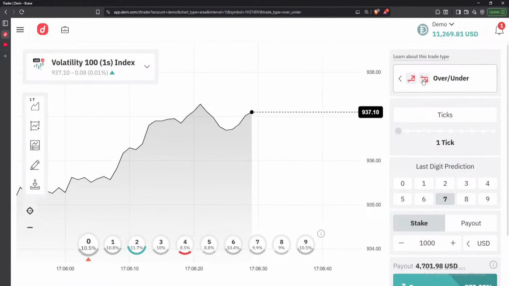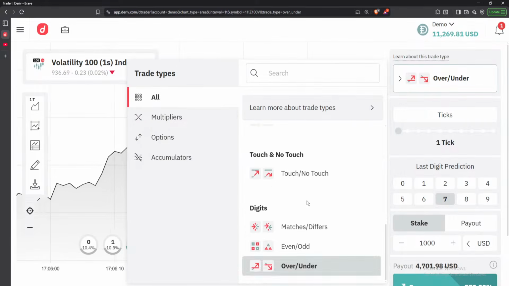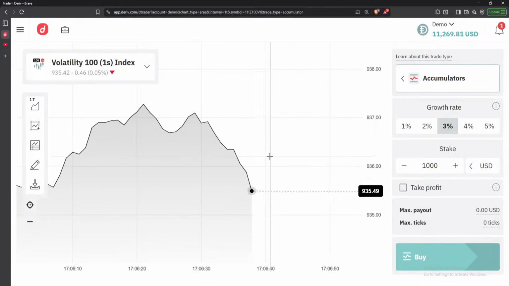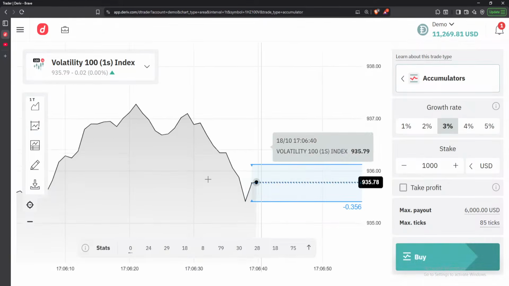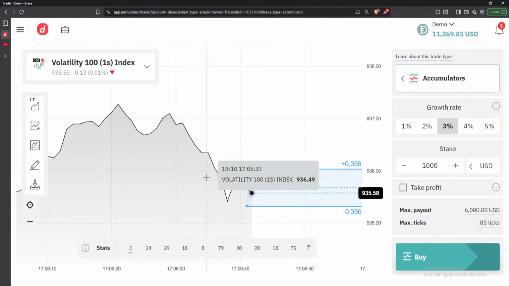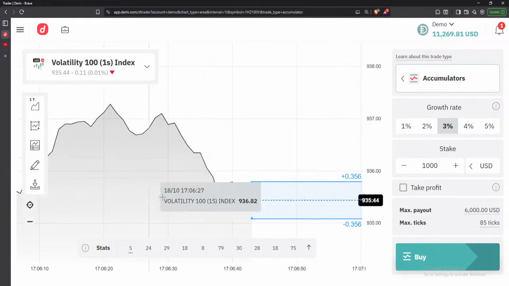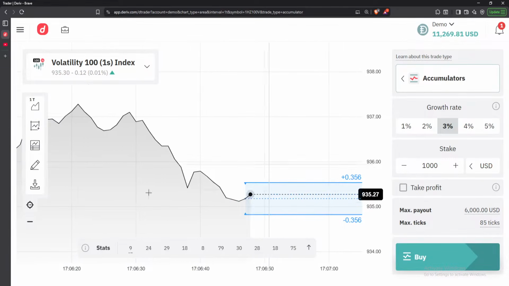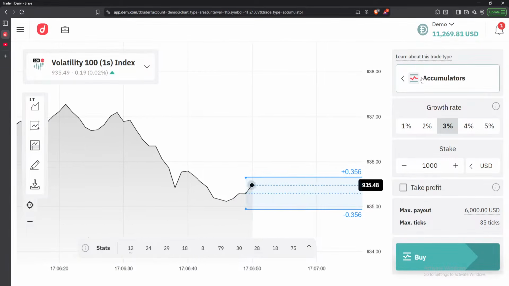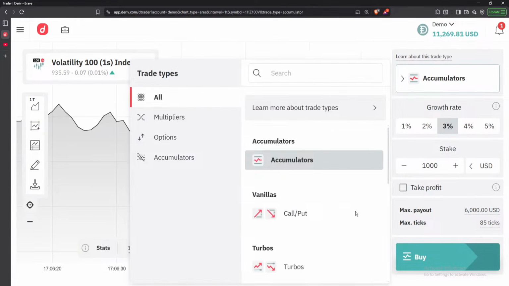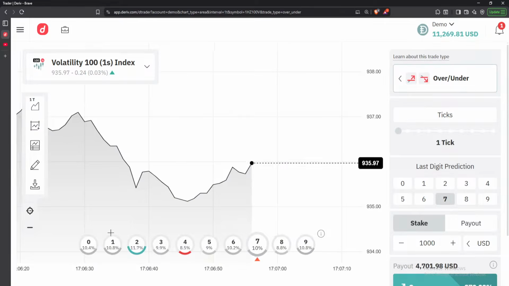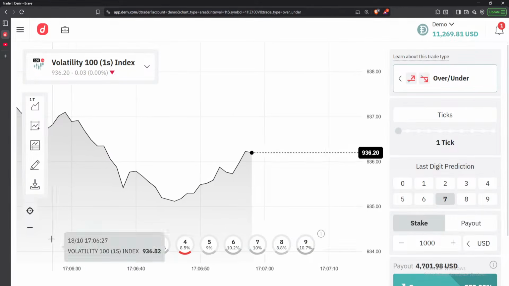Most times when you open the Deriv for the first time, especially in the morning, or if you had closed the Deriv and you're opening it again, you will find that it looks like this. Let me show you. Anytime you're opening the Deriv after a long time, you'll find it like this and wonder, where are the circles? What you're supposed to do is come here, select accumulators, and then scroll until you find over under, and select it. Once you select it, you will see the digit circles right there.